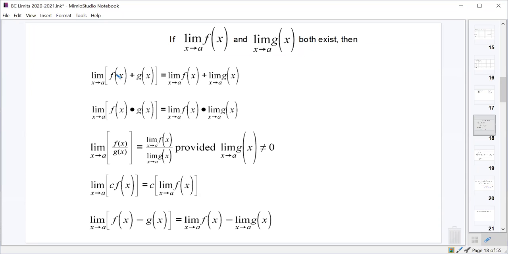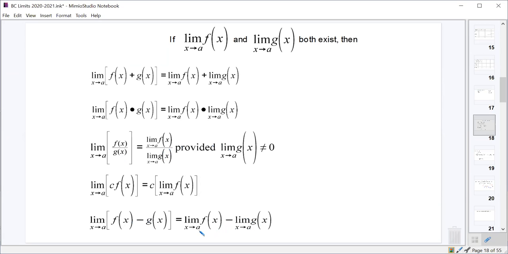If you have a limit of a function plus another function, you can separate into two different limits. If you have a limit of a function times a function, you can separate into two different limits. If you have a limit of a function divided by another function, you can separate it into two limits as long as the denominator doesn't equal 0. If you have two functions separated by a subtraction sign, you can separate into two limits.